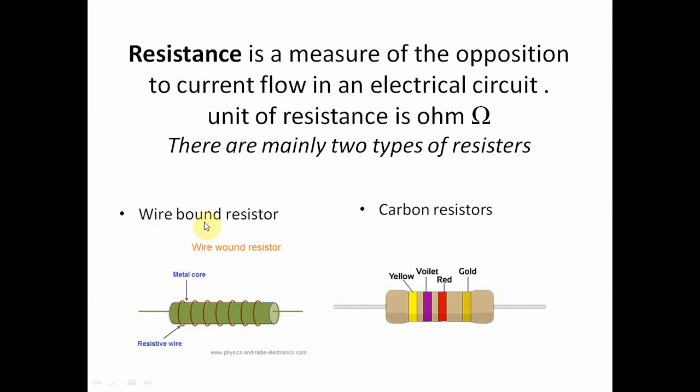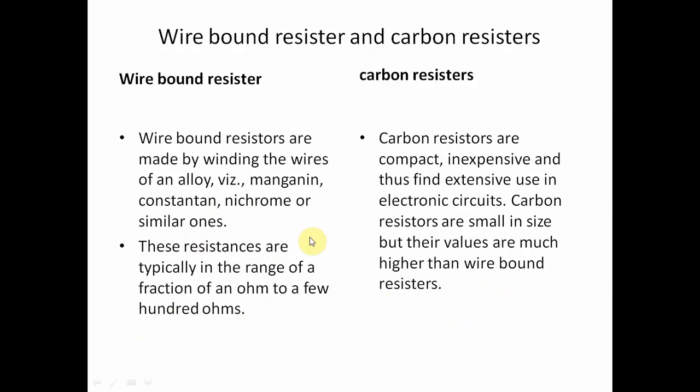And what is a wire bound resistor? Wire bound resistors are simple wires wound on a metal core. So these are the two types of resistor. Now there are some more differences between wire bound and carbon resistors. Wire bound resistors are generally made by winding wires of alloys like manganese, tungsten, nichrome or similar ones, while carbon resistors are specially designed and compact resistors.